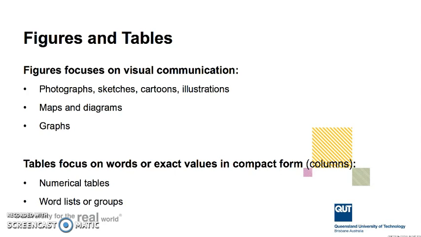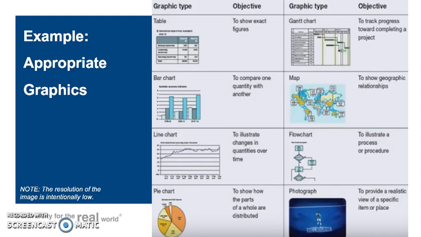Now, I've already gone through these 2 slides, but when talking about visuals, I'm talking about figures and tables. So remember, they need to be identified in the front matter. It goes without saying that any visual should be clear, accurate, and professional. Choose the visual that will help make your point. For example, tables can help you show exact figures, whereas a flowchart can help you illustrate a process or a procedure.